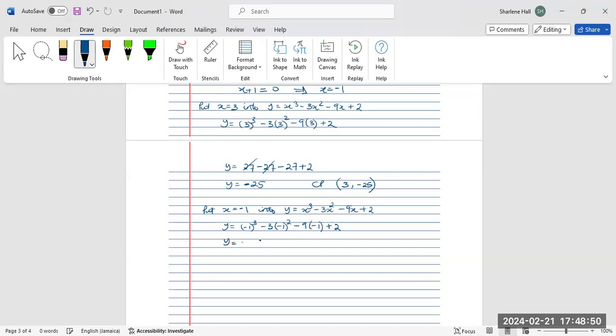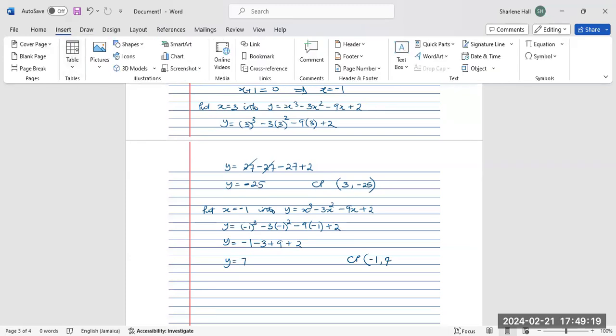Y is equal to: negative 1 cubed is negative 1. Negative 1 squared is positive 1. Positive 1 times negative 3 is negative 3. Negative 9 times negative 1 is going to be positive 9. And plus 2. Negative 1 and negative 3 is negative 4, plus 9 is 5. 5 plus 2 is equal to 7. You get 7? Yes, sir. So my critical point is going to be negative 1, comma 7. No, that looks like a 9.